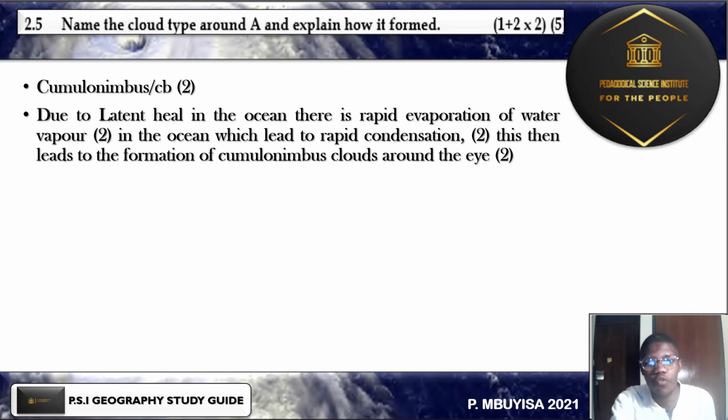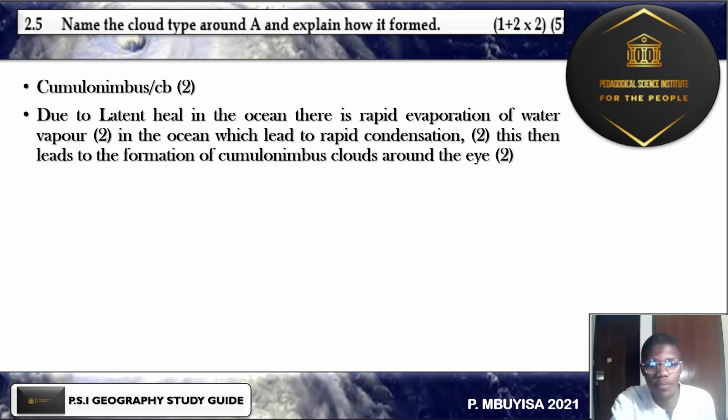Name the cloud type around A and explain how it is formed. So you have 1 mark for naming the cloud type. That is cumulonimbus cloud. And you need to tell us how it is formed.